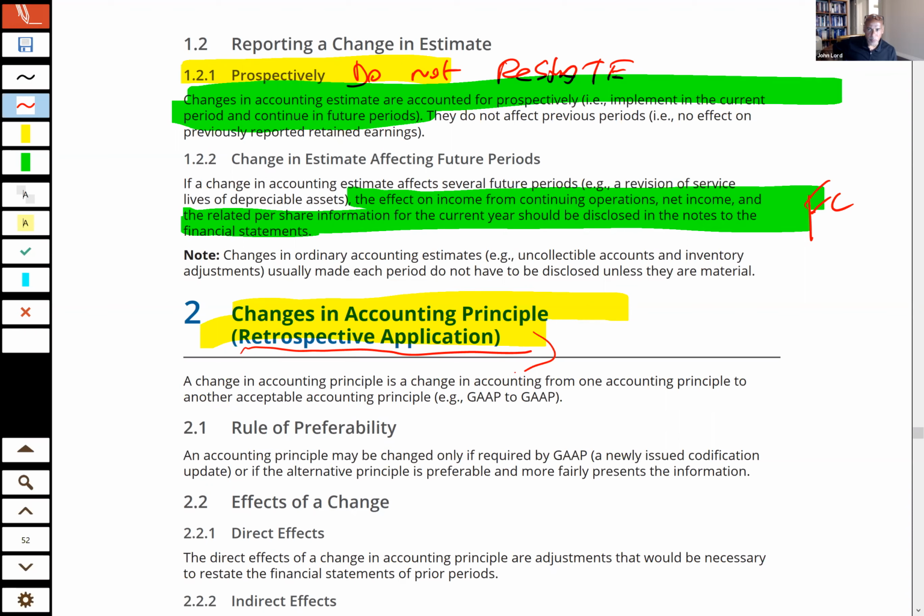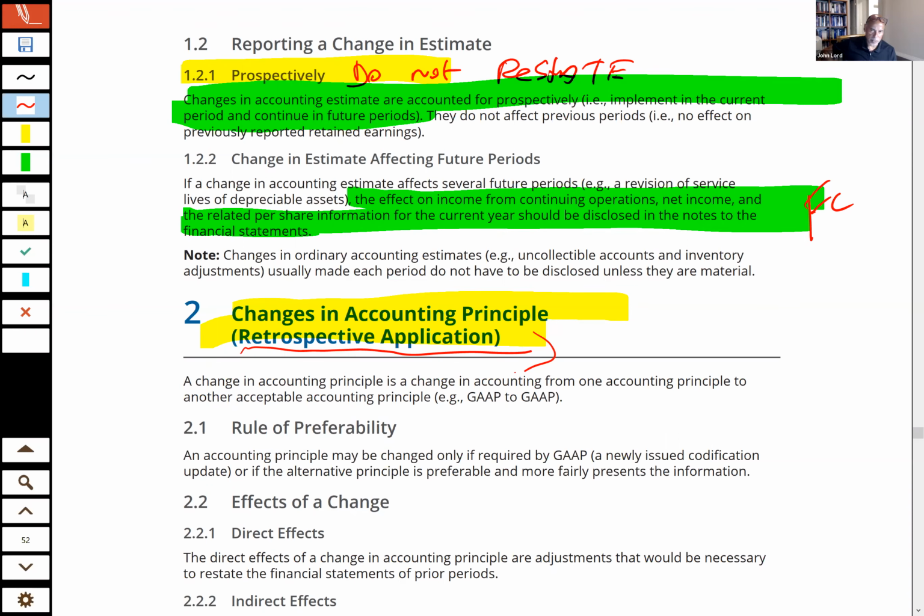But I see things where people will say, oh, what on earth is retrospective application? I've looked all over the internet and I don't understand it. Okay. All we're saying is FASB made up a phrase to describe this process.